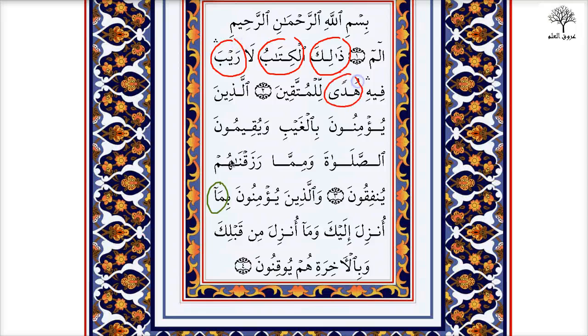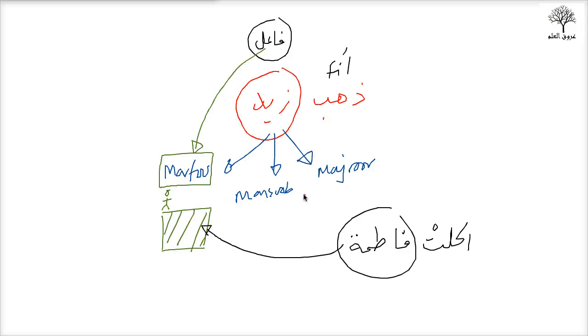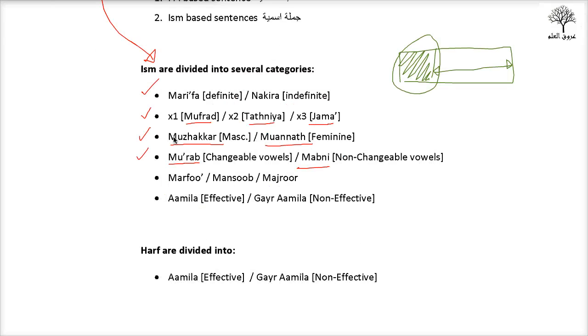Huda, this belongs to one of the three families. Al-Ghayb, this belongs to one of the three families. Al-Ladhina, this belongs to one of the three families. And so on. So in every text, the nouns must belong to one of the three families. Does everyone get that? Yeah? Remember, if you have any questions or anything, please do ask.